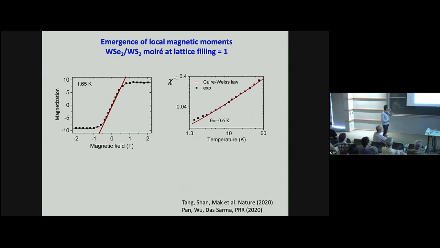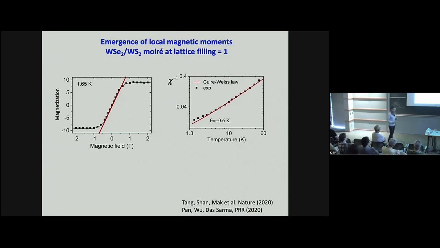So this is an example. The y-axis is MCD, magnetic circular dichroism, as a function of the magnetic field at low temperature, 1.6 K. And you can see that it displays a paramagnetic response. It just saturates at about half a Tesla. It has a slope here, and the slope gives us a measure of the spin susceptibility of the system.